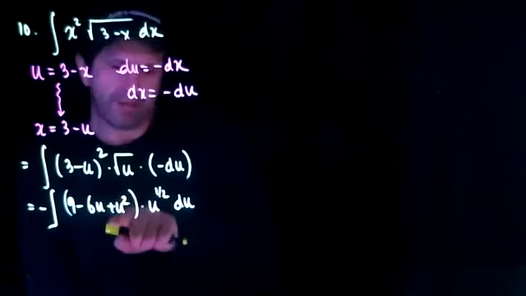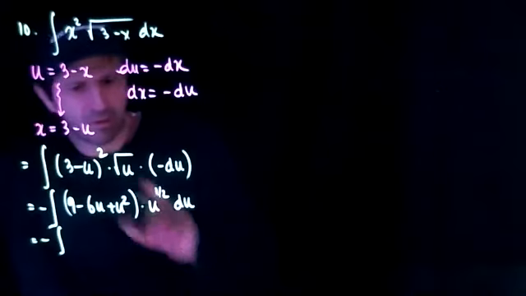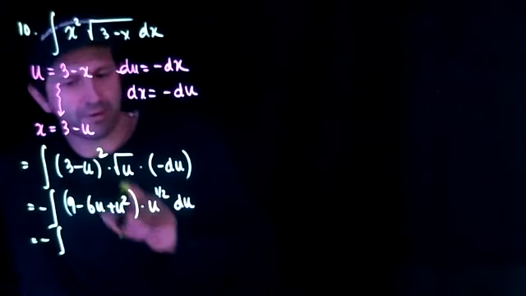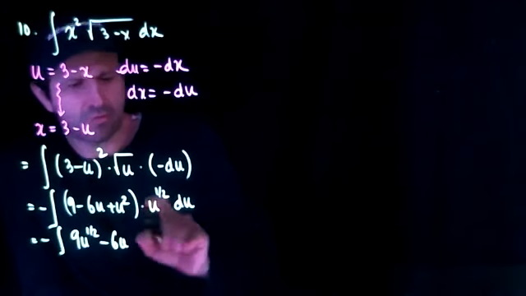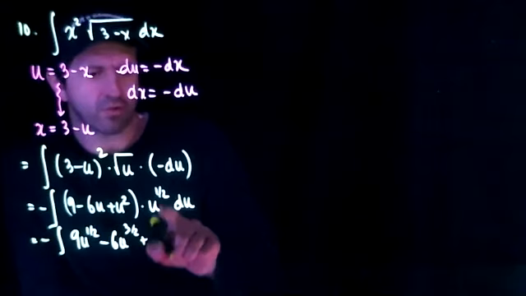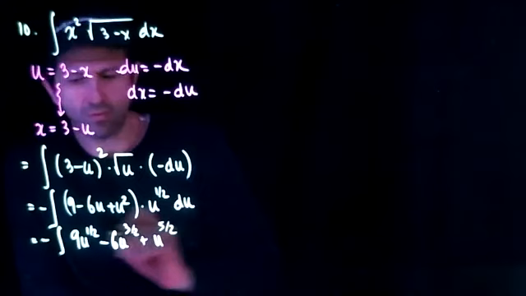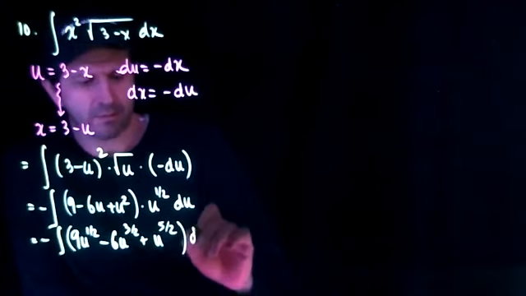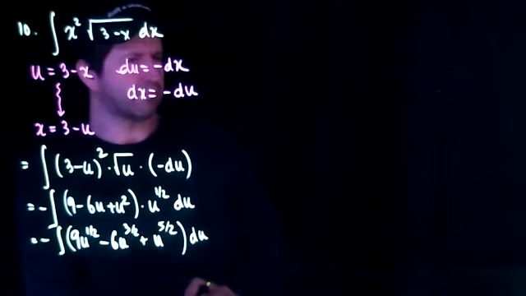So that's what I have here. Then the next step, I just opened up this square, and minus integral. And now I'm going to distribute the u to the power half into this trinomial. So I get 9u to the power half minus 6u to the power 1 plus a half, which is 3 over 2. And then plus u to the power half times u squared is u to the power 5 over 2. And all this times the du. And now I have 3 easy integrals.